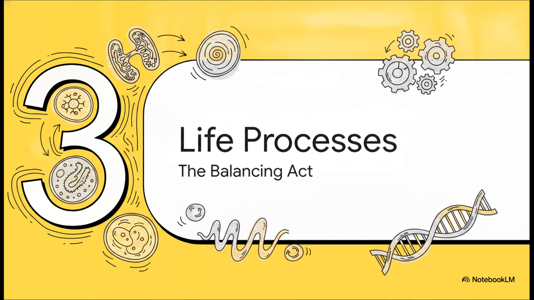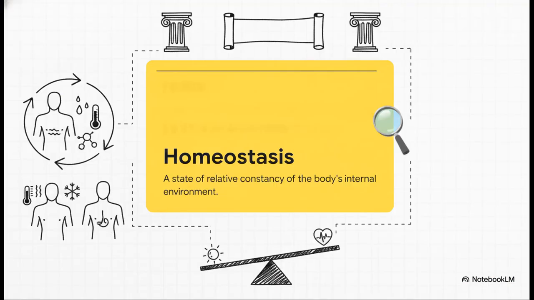Section 3. Essential life processes, the balancing act. Now, all those organelles are working together for one massive goal: homeostasis. The word comes from the Greek homeo, meaning the same, and stasis, meaning standing. A little over a century ago, a French physiologist named Claude Bernard figured out that our cells only survive when their internal conditions, like temperature and chemical makeup, stay relatively constant. Later on, an American physiologist, Walter Buchanan, actually coined the term homeostasis.